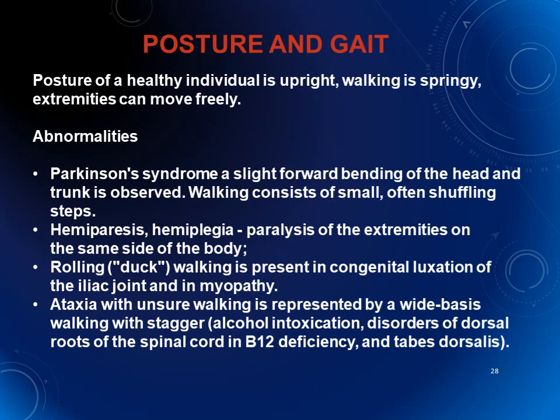Posture and gait examination gives very important information for diagnosis. Posture of a healthy individual is upright, walking is springy, and extremities can move freely. Sometimes abnormalities are so typical that they allow deciding about the diagnosis at first glance. For example, in Parkinson's syndrome, a slight forward bending of the head and trunk is observed, and walking consists of small, often shuffling steps. This syndrome occurs in brain atherosclerosis.